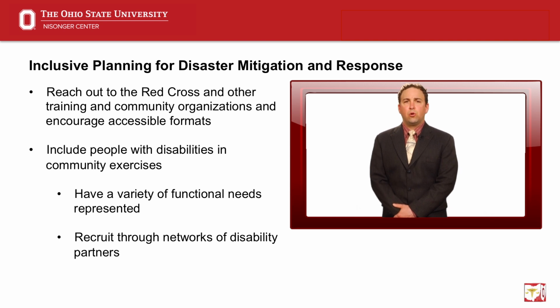Also, reach out to your local chapters of the American Red Cross and find out if emergency first aid, CPR, and other emergency response training programs offered by the Red Cross are available in accessible formats in your area. Additionally, when planning and carrying out emergency planning exercises that involve people from the community, include people with disabilities. Try to include people with a variety of different types of functional needs and people who do not have functional needs in all emergency planning exercises. Reach out to your disability partners to help you in recruiting participants for these exercises.